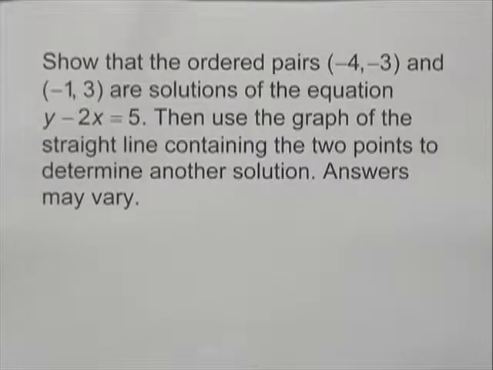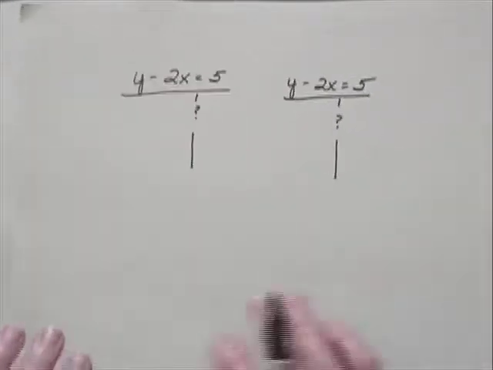Show that the ordered pairs (-4, -3) and (-1, 3) are solutions of the equation y minus 2x equals 5. Then use the graph of the straight line containing the 2 points to determine another solution, and your answers to this may vary.